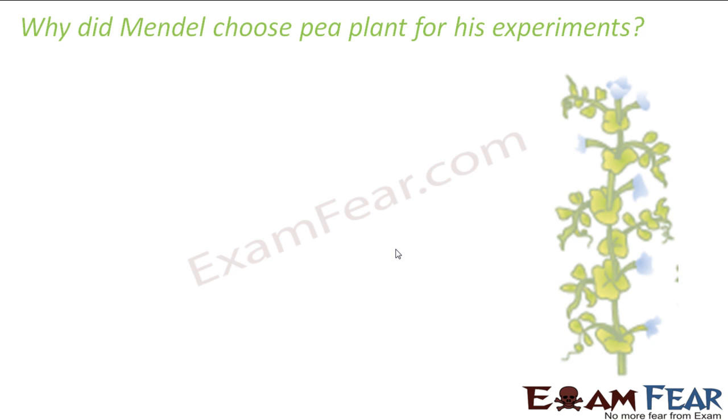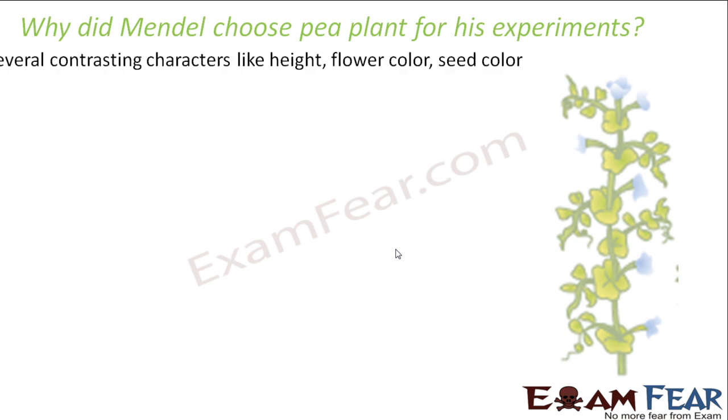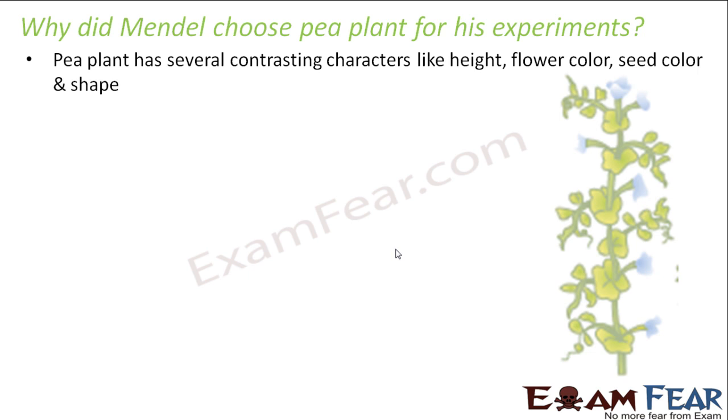Because there are certain properties in the pea plant which make it very special for these kinds of experiments. The first was that the pea plant has several contrasting characters like height, flower color, seed color and shape. In order to perform cross-pollination or self-pollination, Mendel needed different characters. The plant should have different properties so that he can check which characters are getting transmitted to which offspring. So this pea plant has flowers of different colors. Violet flowers are there, white flowers are also there. It also has seeds of different shapes.